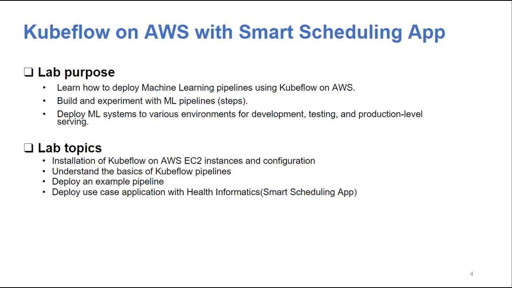The purpose of the lab is to learn how to deploy machine learning pipelines using Kubeflow on AWS. We will build an experiment with machine learning pipelines and deploy it to AWS. The topics that will be covered in the lab are installation of Kubeflow on AWS EC2 instance, understanding the basics of Kubeflow pipelines, deploying a sample pipeline, and also deploying a use case application with health informatics.